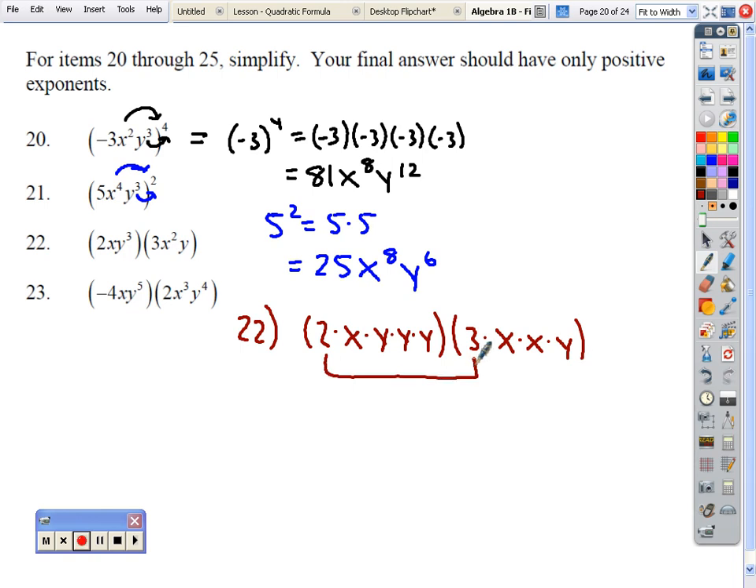And now all we need to do is multiply the coefficients. So that'd be 2 times 3 or 6. And we've got to count the number of x's. There are 1, 2, 3 x's, so that'd be x to the third. And then 1, 2, 3, 4 y's, so that'd be y to the fourth. And that is the answer for 22.